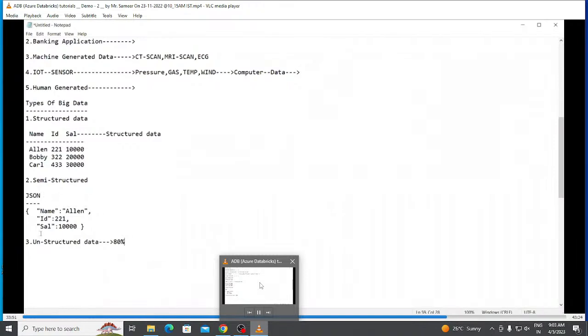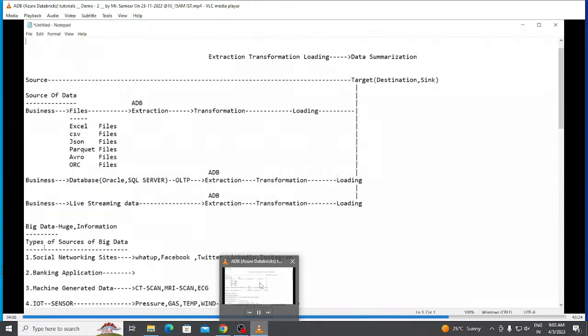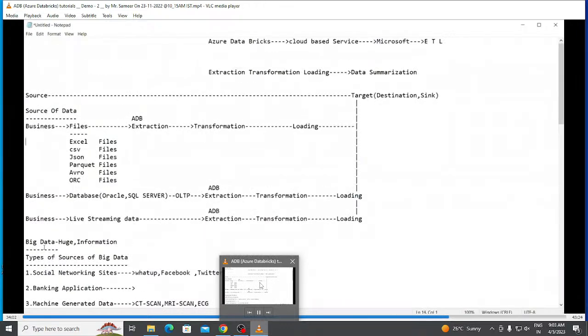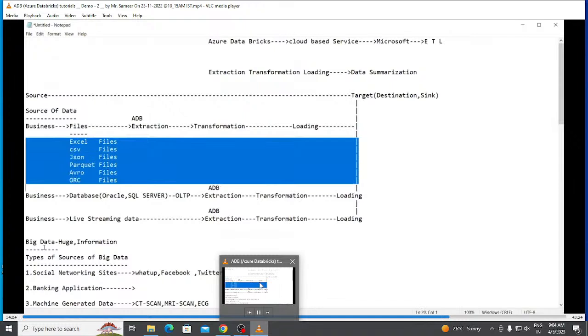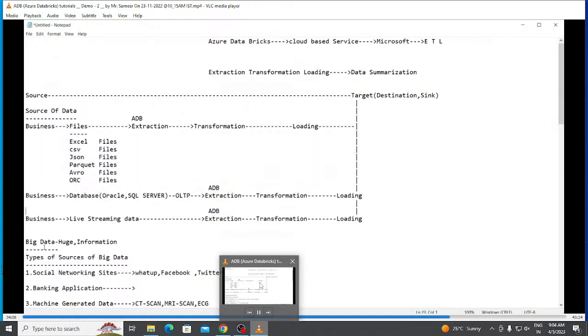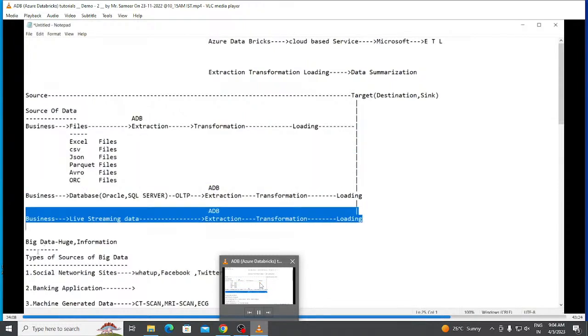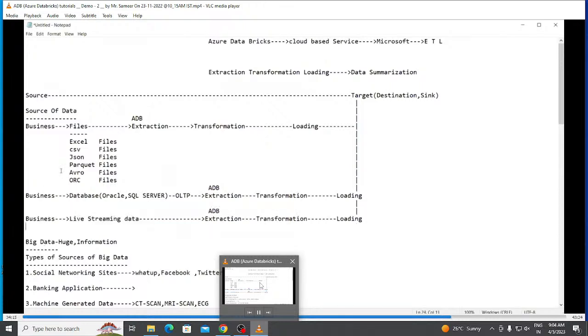So, guys, these are the types of big data we can have: structured, semi-structured, and unstructured. And these can be placed into files or databases, or we can extract them from live streaming and process them as they are. So this is how the entire structure works.